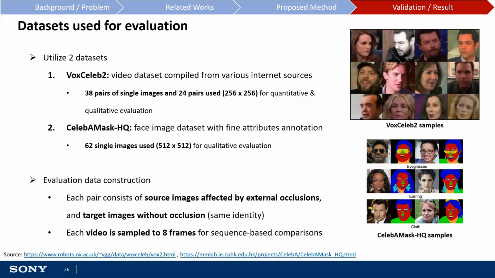CelebA Mask HQ is a large-scale face image dataset with fine attributes. Authors extract 62 single images of resolution 512 by 512 for performing qualitative evaluation. Each pair consists of source images affected by external occlusions and target images without occlusion, both from the same person, where each video is sampled to 8 frames for sequence-based comparisons.